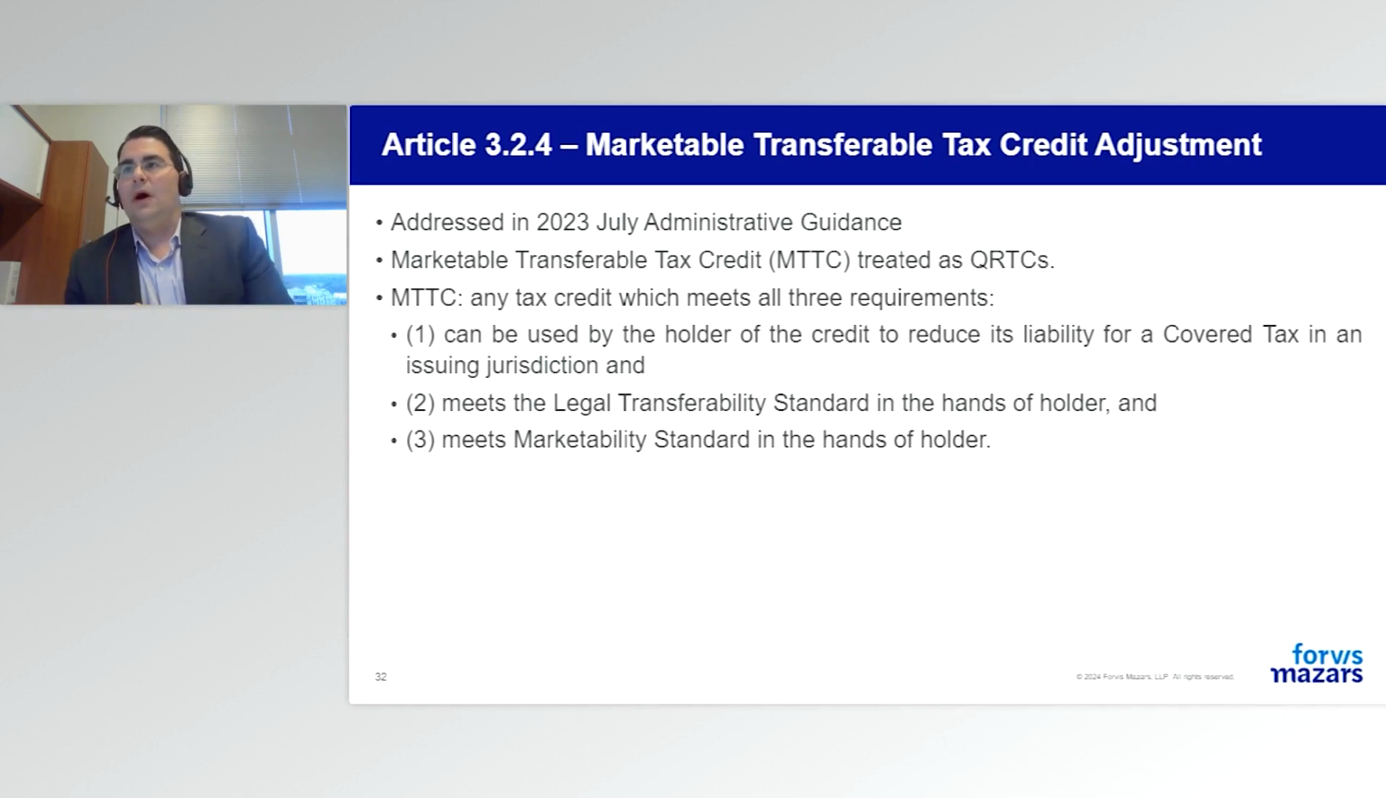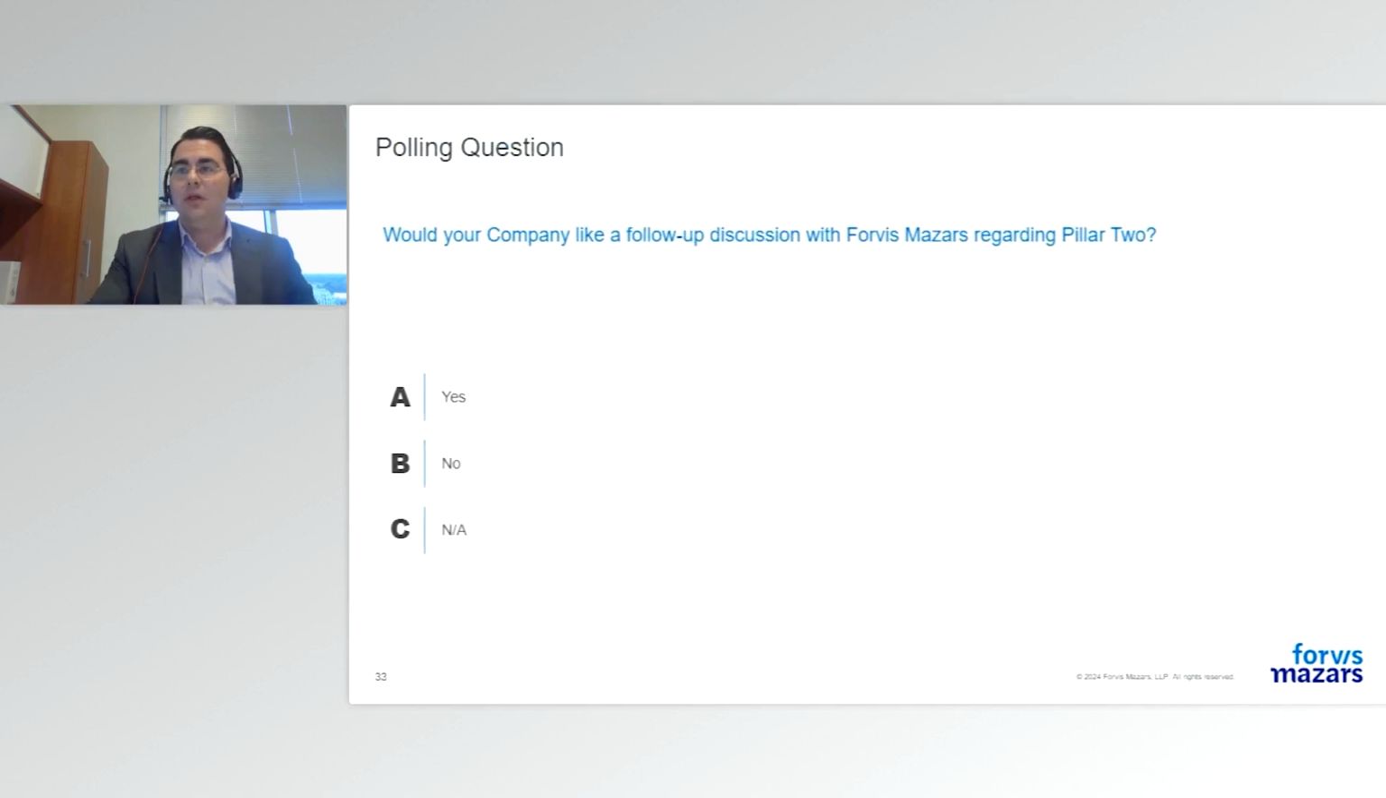An MTTC is any tax credit which meets all three of these requirements. One, it can be used by the holder of the credit to reduce its liability for a covered tax in an issuing jurisdiction. Basically, it's a true tax credit, and it meets a certain legal transferability standard in the hands of the holder, and meets a marketability standard in the hands of the holder. Understanding who the originator of a credit and who is the purchaser of a credit is key here, and that's what this July guidance talks about for establishing these.